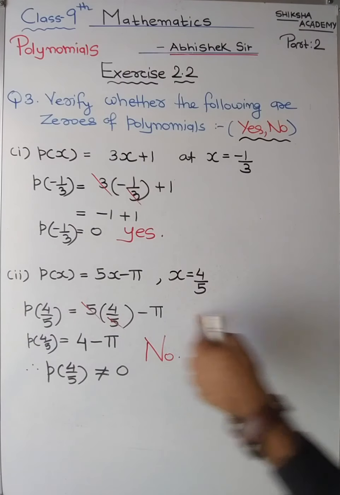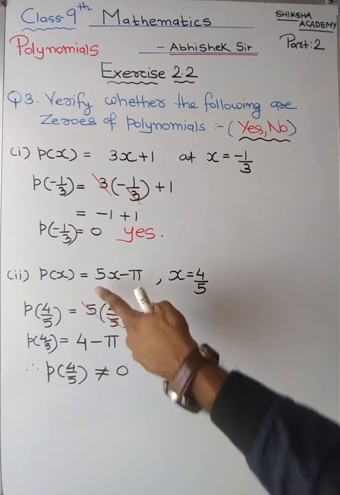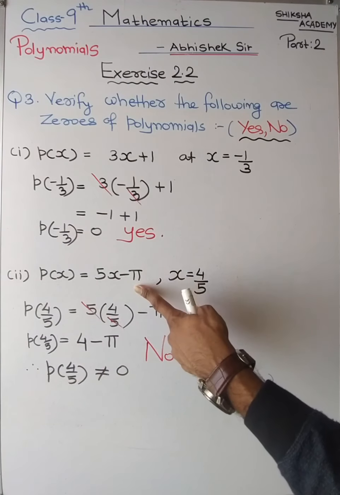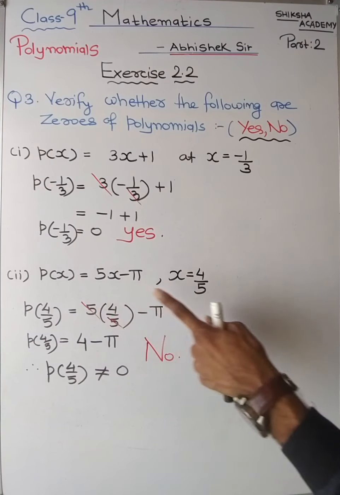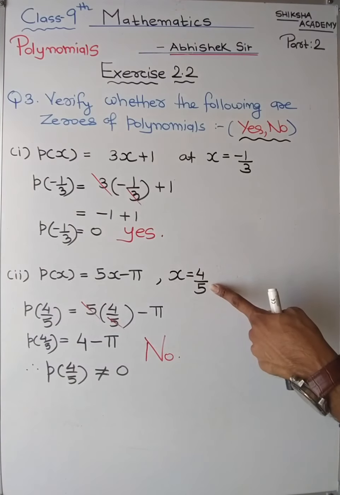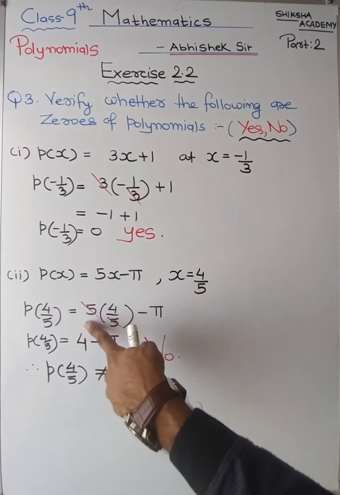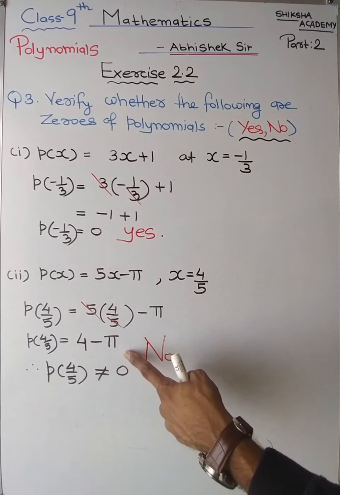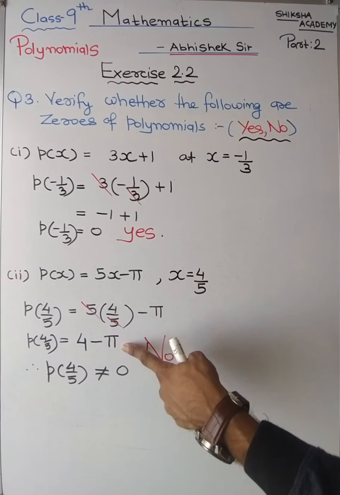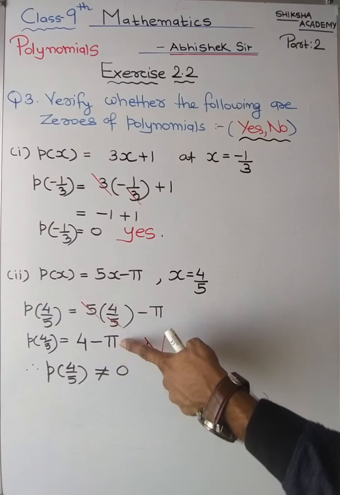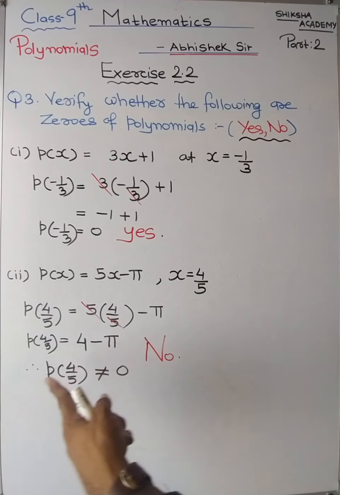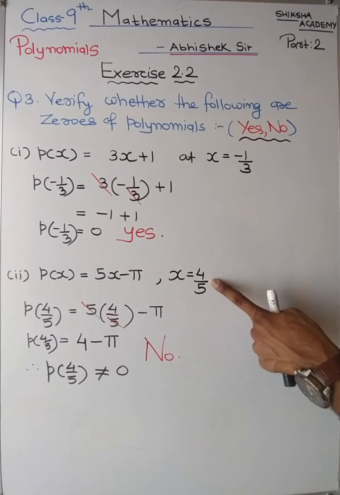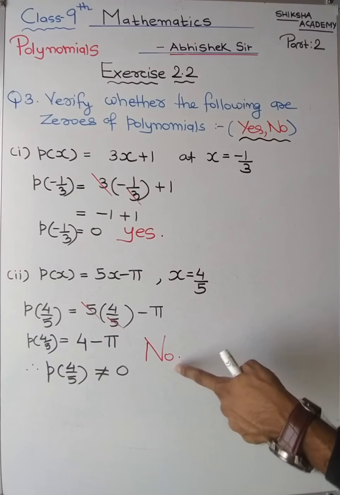Moving on to the second question, it is somewhat twisted, 5x minus pi, right? We all know that the value of pi is 22 by 7, clear? So we have to put x equals to 4 by 5. So putting x equals to 4 by 5, 5 gets cancelled and it is 4 minus pi, right? So ultimately we are not going for the calculation, but we all know that even if we calculate this, the answer will not become 0. So this value is not the 0 of this polynomial.